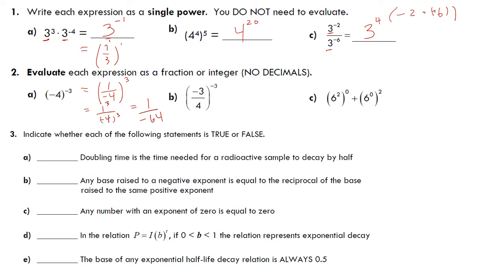B, negative exponent, flip it. So that becomes 4 over negative 3. Make the exponent positive. That exponent goes to everything inside the brackets. So 4 cubed, negative 3 cubed. Using your calculator, 4 cubed is 64. Negative 3 in brackets cubed is negative 27. And there's our final answer. Again, no decimals. This is showing that you know how to use the laws.